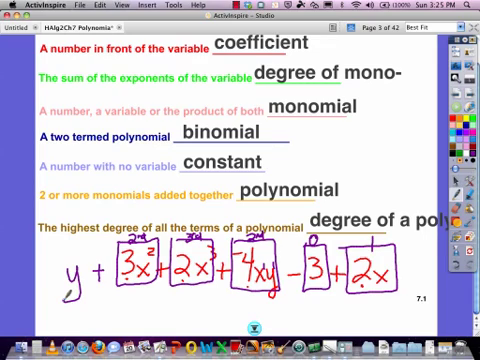A two-term polynomial, if there were only 2 of these terms here, we'd have a binomial. A number with no variable was our constant, which was the number negative 3. Two or more monomials added together is a polynomial, and that's what this whole entire thing is. The highest degree of all the terms would be the degree of the polynomial. If I added this y term, it would be first degree. So we would have first degree, second, third, second, 0, and 1. So the degree of this polynomial would be third degree.